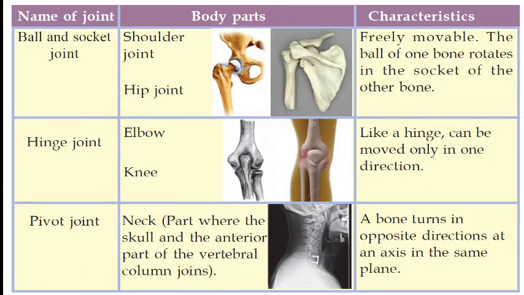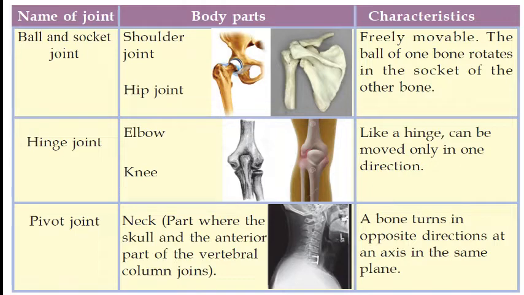Next is hinge joint, which we can see in our elbow and knee. Like a hinge can be moved only in one direction. You can see hinges in doors and windows. Isn't the hinges are seen? So this works as a hinge joint. It is seen in elbow and knee.